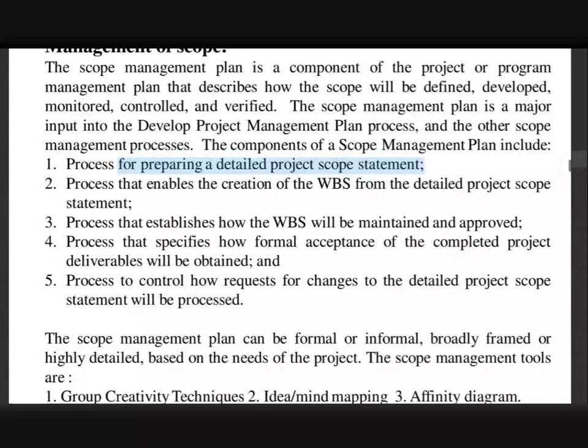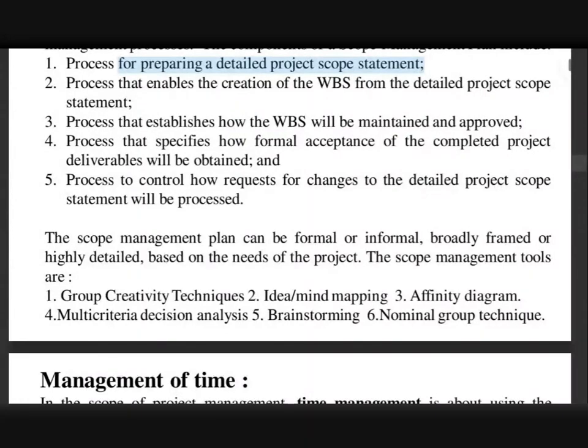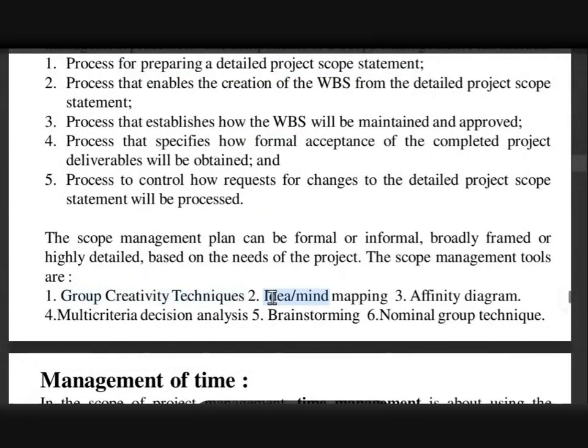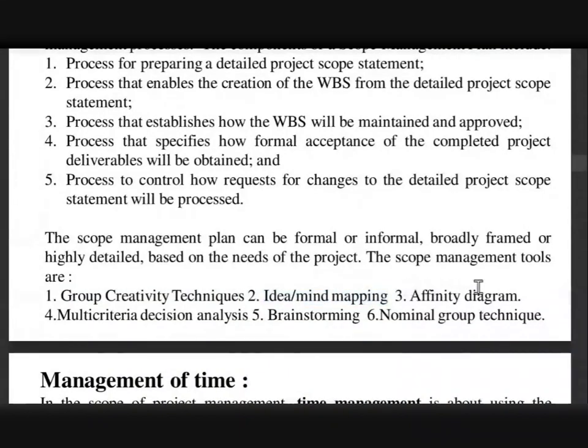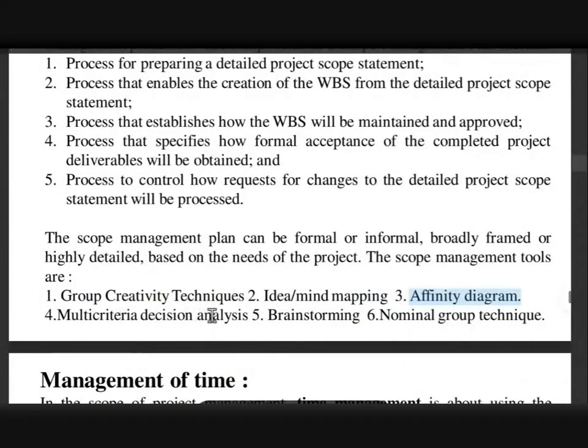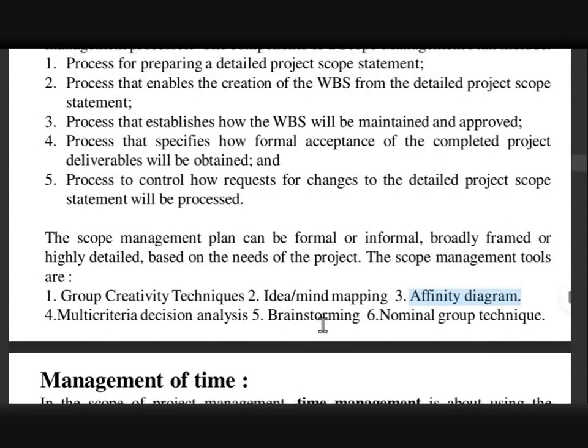Now when this project scope is being managed, there are certain techniques like group creativity techniques, idea and mind mapping, affinity diagram, then multi-criteria decision analysis, brainstorming, and nominal group techniques. Now by using all these techniques, we are identifying and communicating with our team that in this project we have to do X, Y, Z, A, B, C, D, all these points of work, and we are managing our scope.